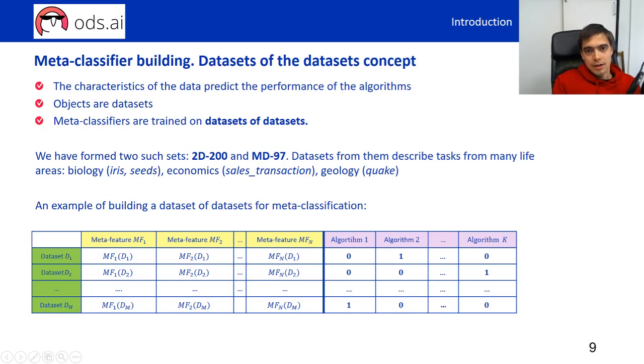Okay? As part of the formulation of the meta-learning problem in the narrow sense, the characteristics of algorithms are predicted from the characteristics of the data. The objects in this task are data sets. In this way, meta-classifiers are trained on data sets of data sets. Here we have gathered two such sets, in which the data describe tasks from different life domains, including biology, economics, geology, and many others. An example of building such a data set of datasets for meta-classification is shown at the bottom of the slide.